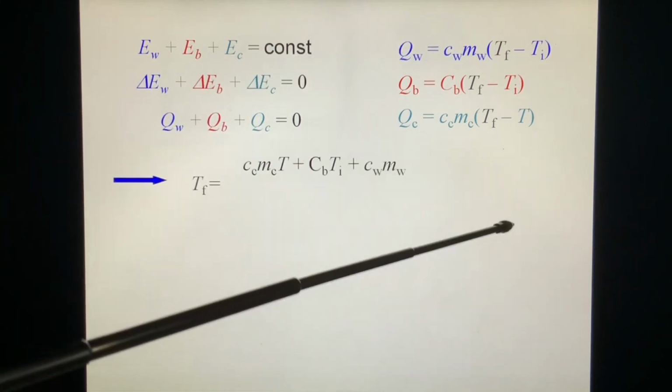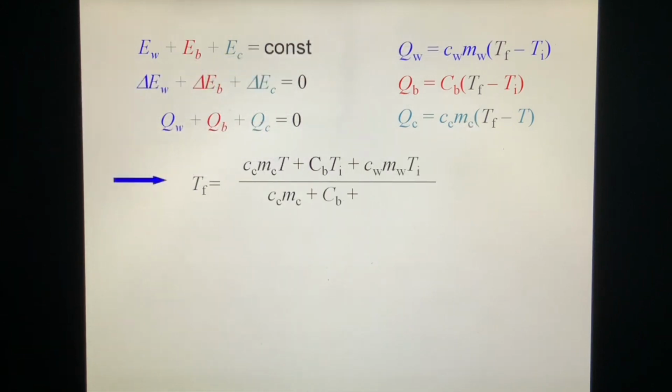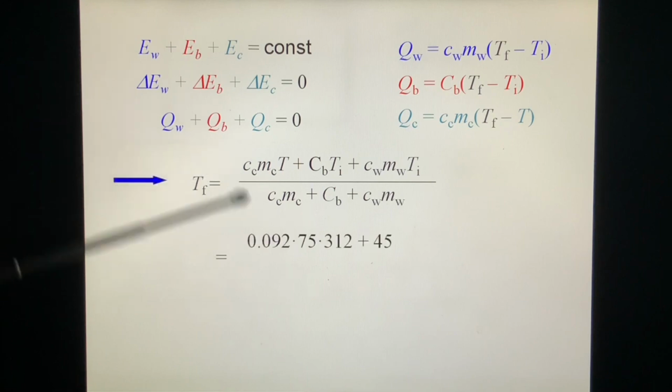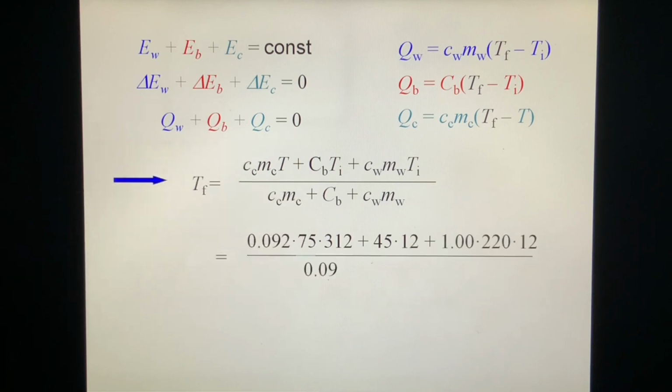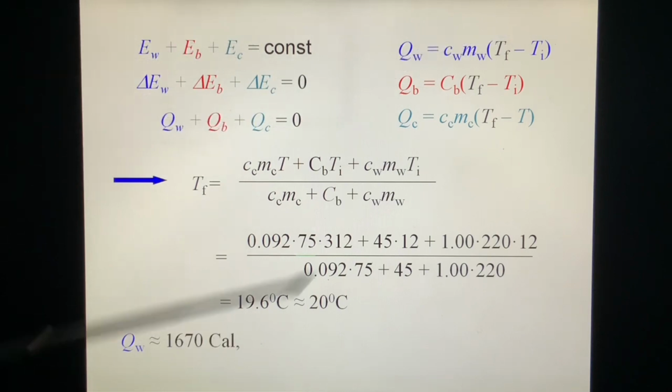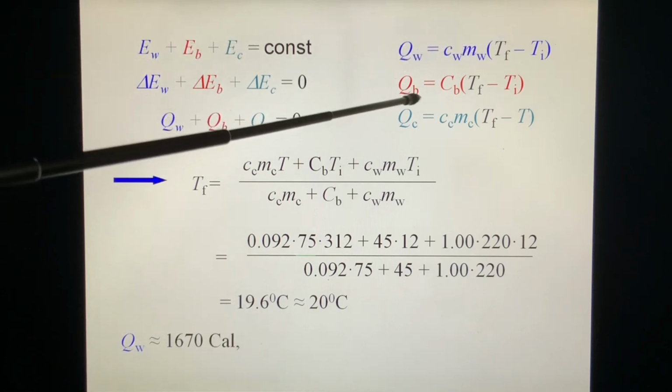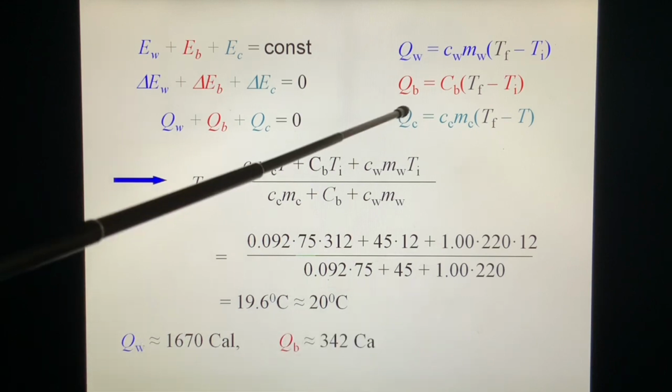Once we find that T_F, we put it aside, we get three numbers. C_C is 0.6, M_C is 75, so about 20 degrees Celsius. And we put the T_F inside, where Q_W equals this. Q_B is absorbed, and the Q_C is a negative number.